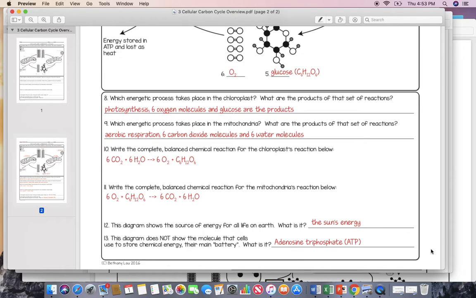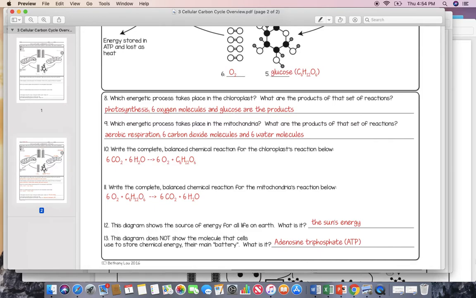water molecules are created. Write the complete balanced chemical reaction for the chloroplast reaction below. So that's the 6 CO2 plus 6 H2O yields 6 O2 plus C6H12O6, which in words, of course, is carbon dioxide plus water yields oxygen plus glucose, but it asks for the balanced chemical reaction. So you need to write out the chemical formulas and balance them. And you see the coefficients, the 6's that are balancing out that glucose.